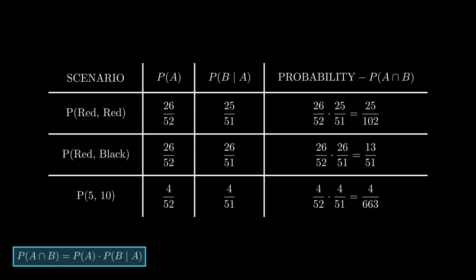Now the reason the numbers are changing from 52 to 51 and 26 to 25 is because now the outcome of the first event affects the probability of the second. After drawing one card, we have less total cards. After drawing one red card, we have less red cards. This affects the probability in the end.